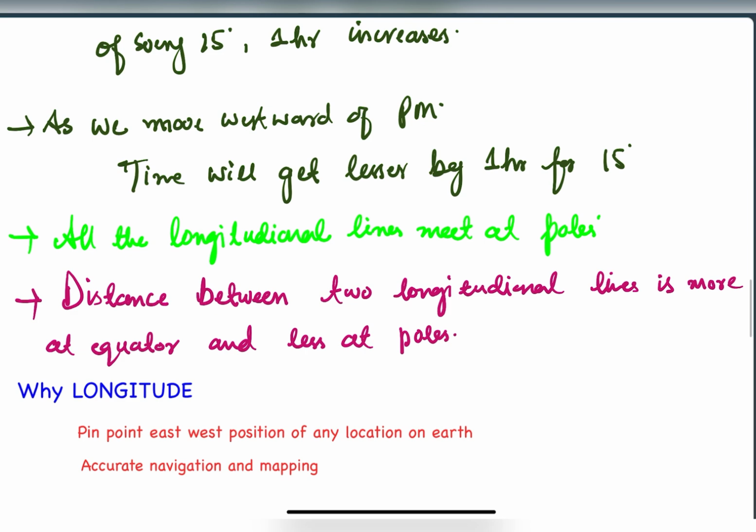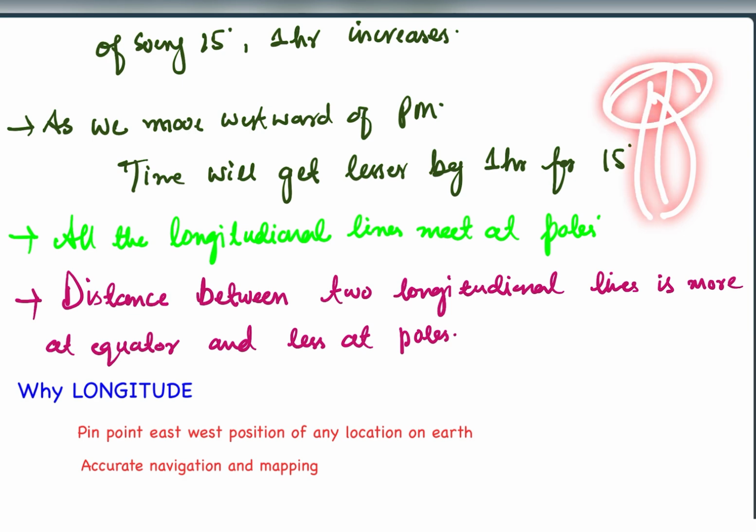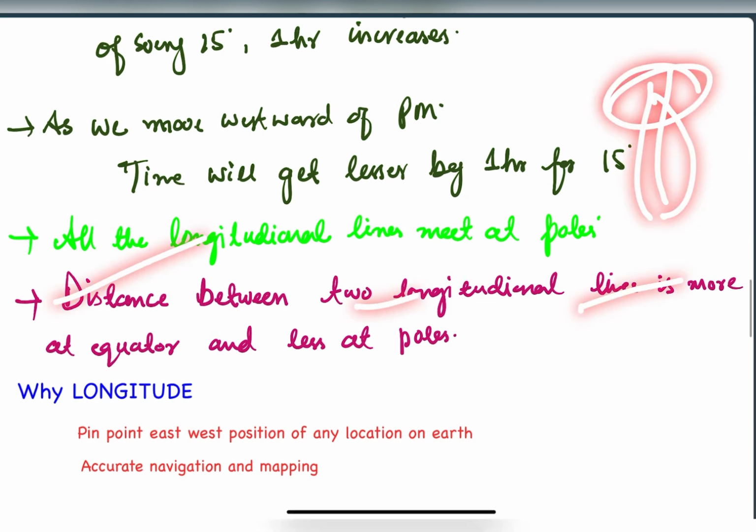All the longitude lines meet at the poles. They are all meeting at the poles. The distance between two longitudes is more at the equator and less at the poles.